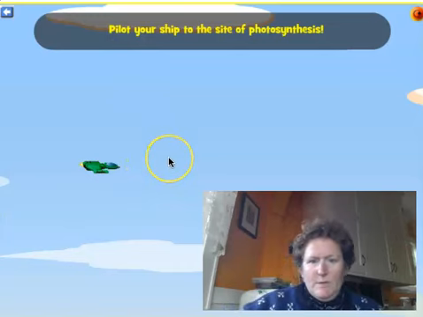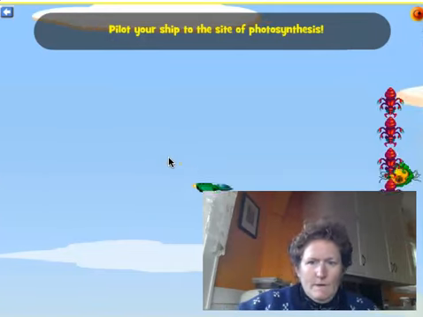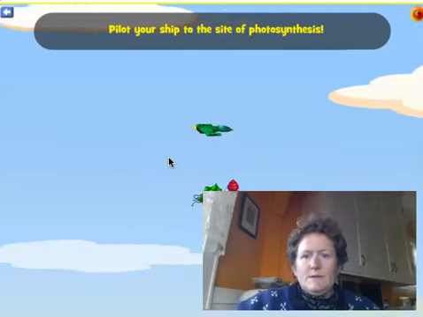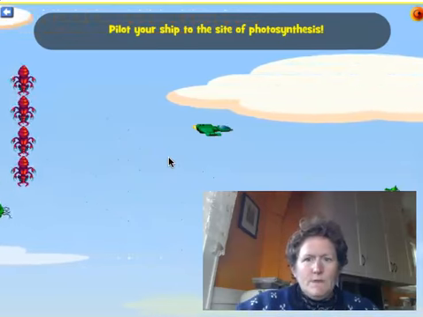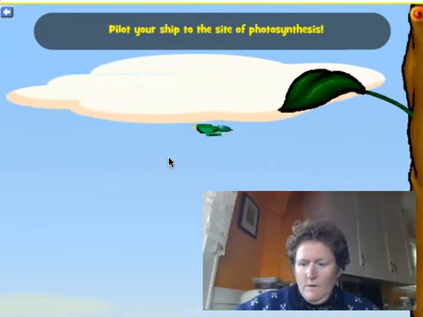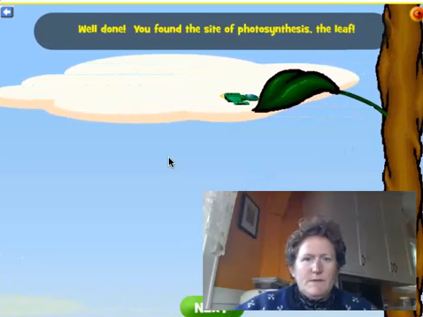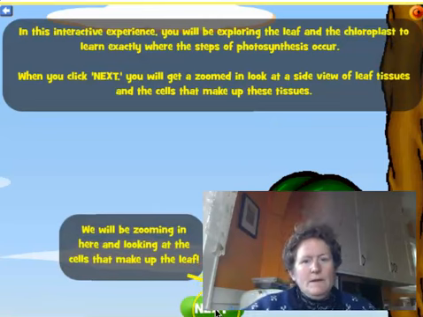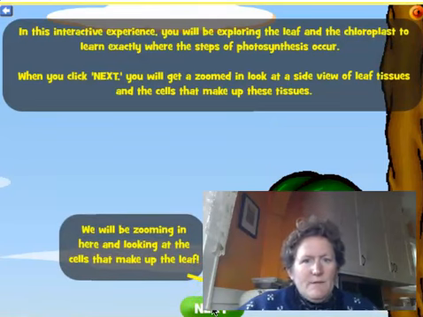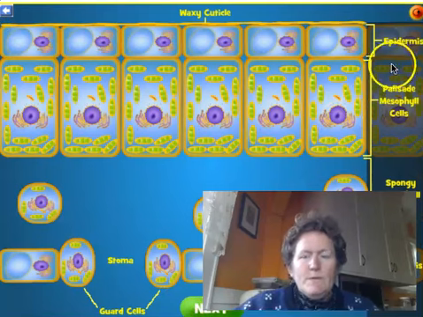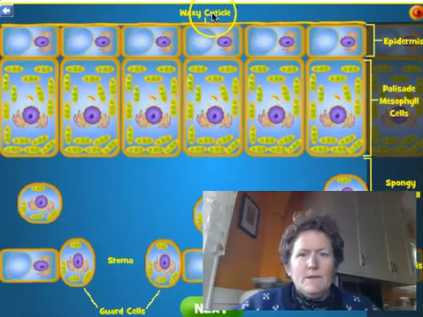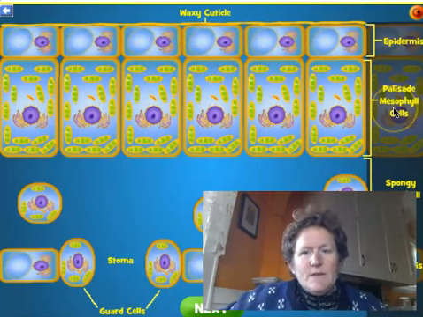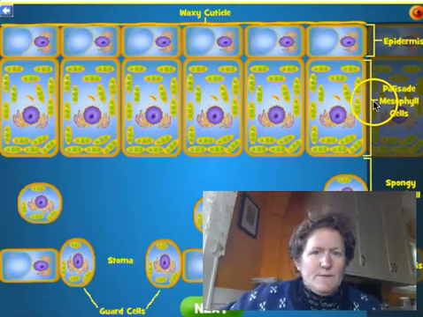We're going to pilot our ship past the little people who might harm us to the site of photosynthesis. Hopefully you all know that photosynthesis happens in leaves. We're going to zoom in and look at the cells that make up the leaf. So we've got the epidermis, that is kind of like the waxy cuticle. It protects the leaf. The palisade mesophyll cells, we're going to find out something about them in a minute.